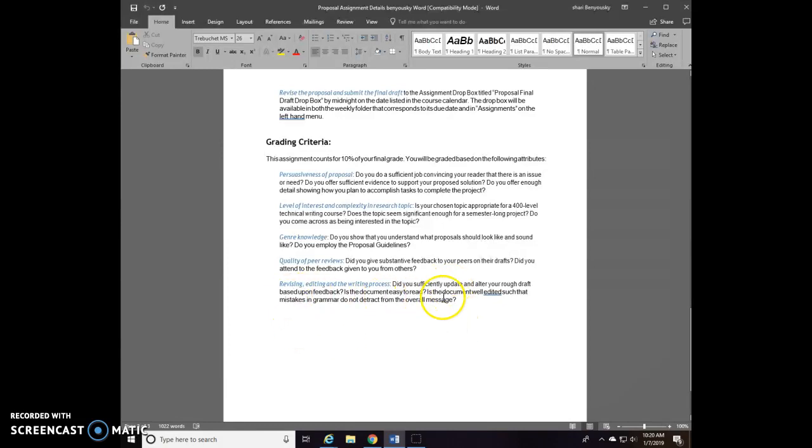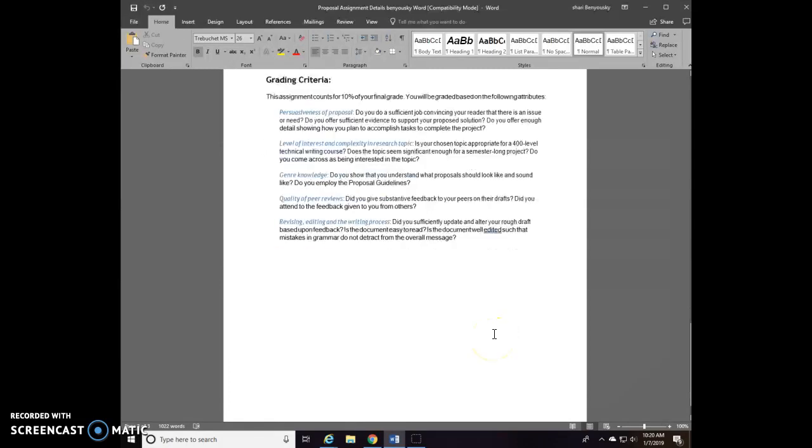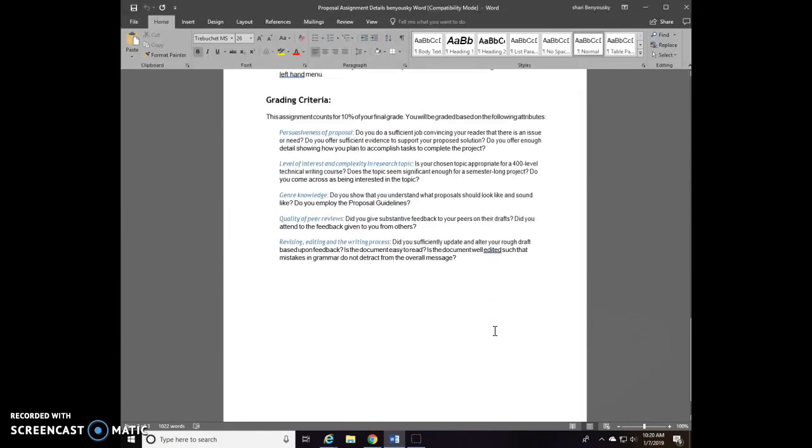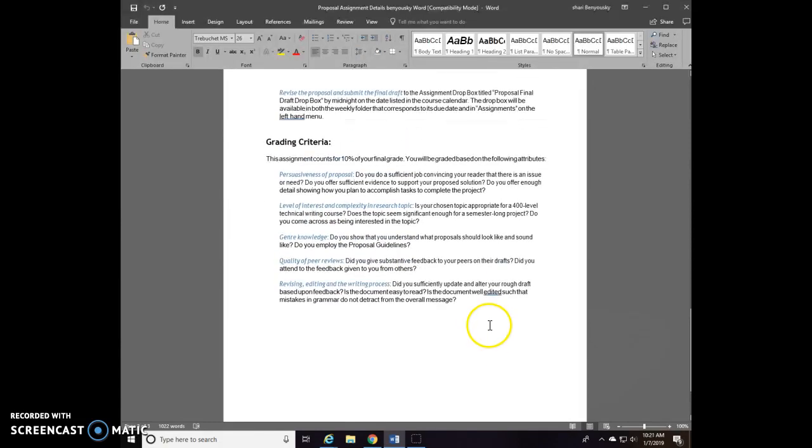Revising, editing in the process, are you submitting drafts along the way? How good of a job are you doing rewriting certain sections? Okay, that's it for the assignment details. This document's available under Important Source Documents.